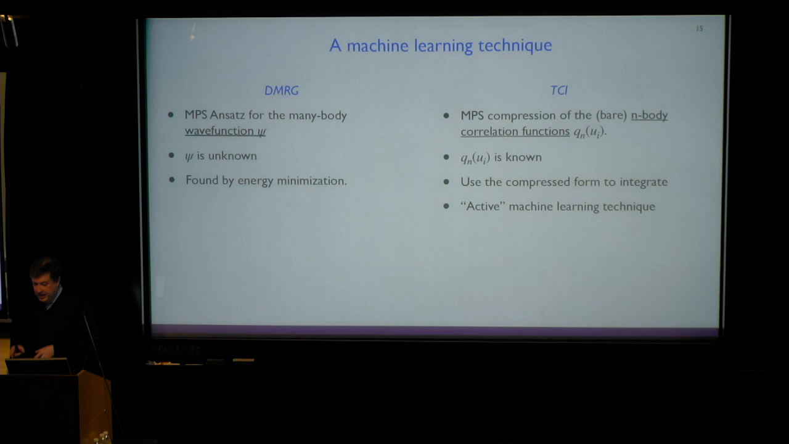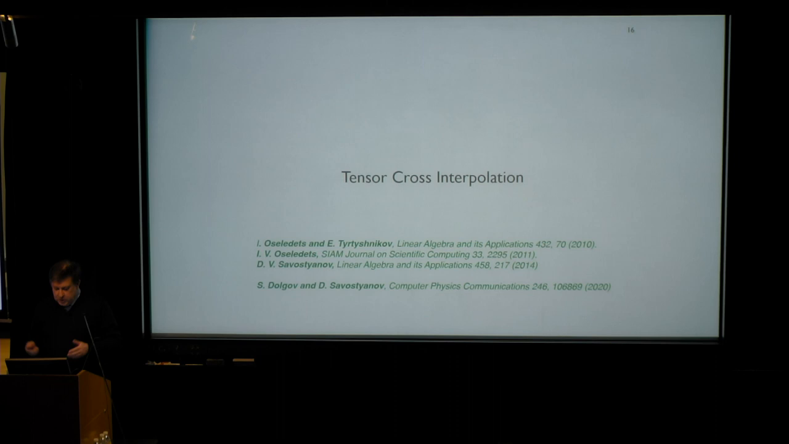So in some sense, it's a kind of machine learning, if you want. I mean, it's a fit. And we will see the consequence of that. So, tensor cross interpolation. Okay.